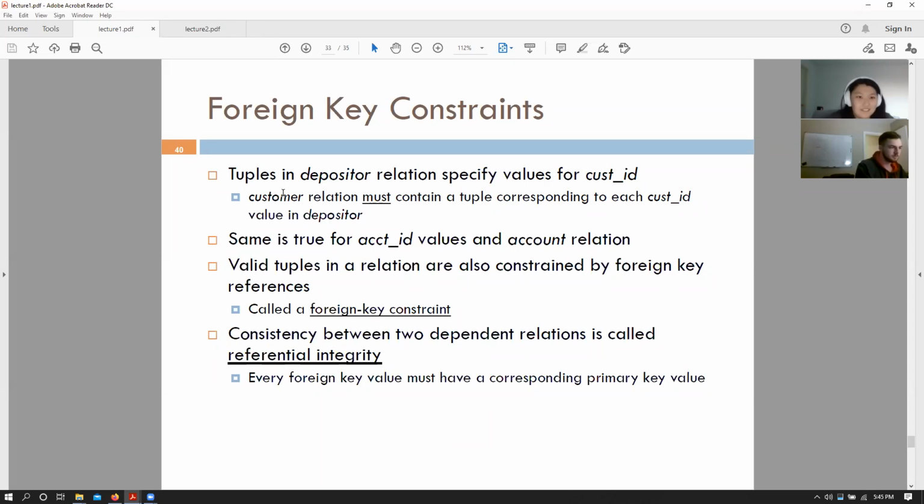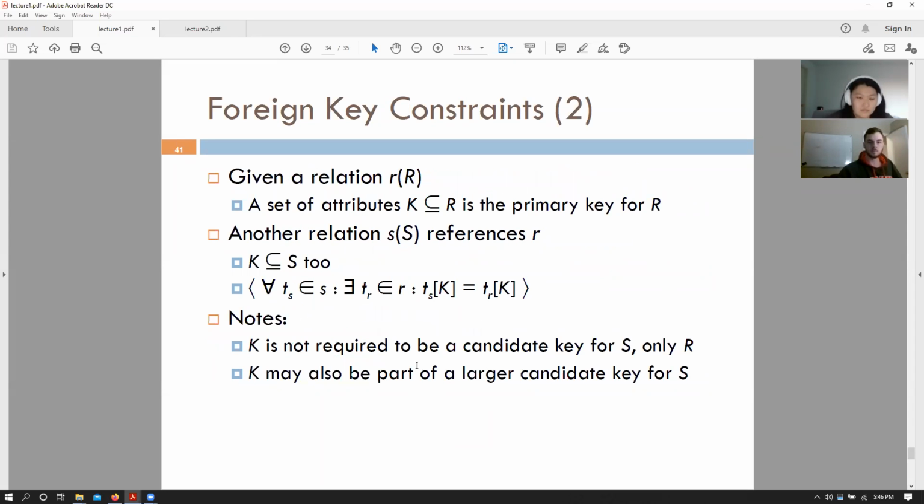Okay, so as I said, tuples in the depositor relation specify values for customer ID. The customer relation must contain a tuple corresponding to each customer ID value in the depositor relation as well. These are called foreign key constraints, so constraints that are provided by a foreign table. In general, these are called referential integrity constraints, right? These have to be compatible across your tables with those constraints.